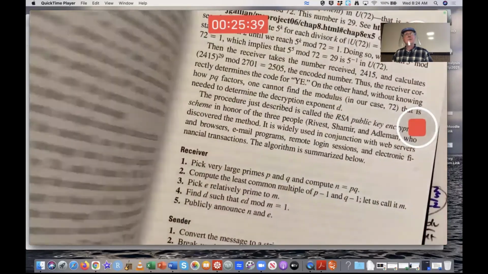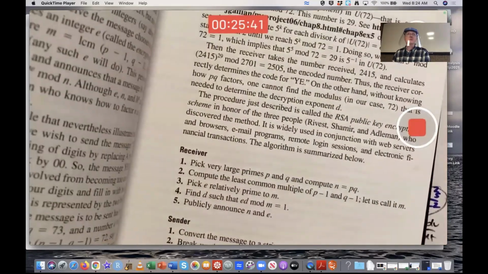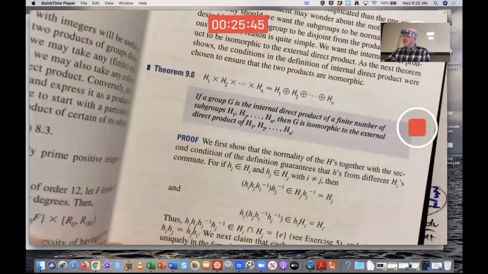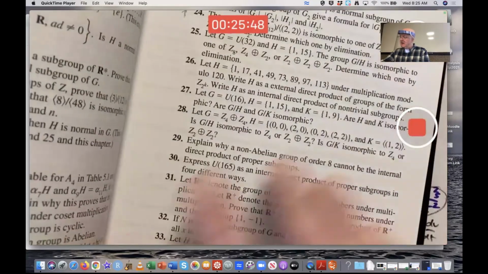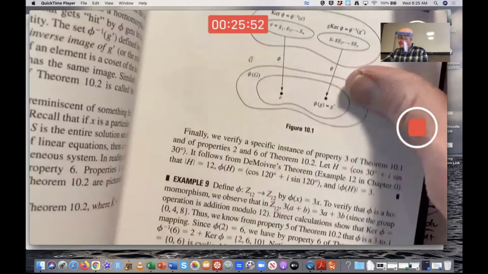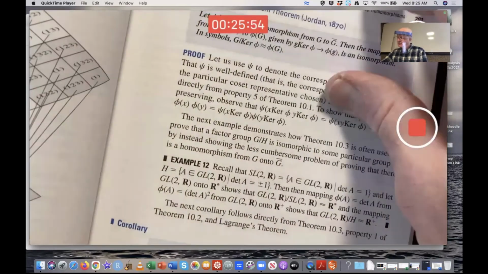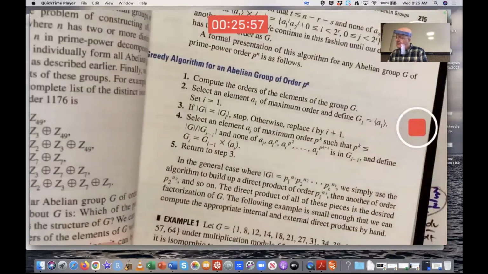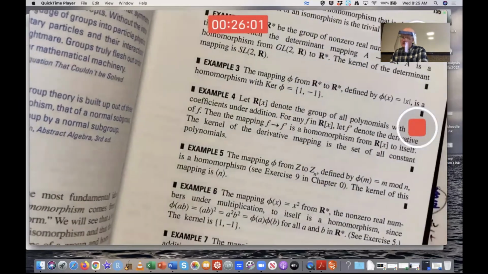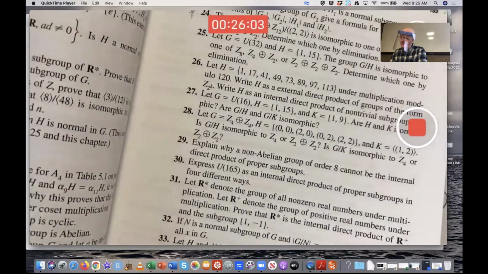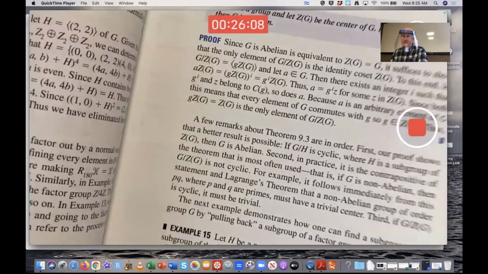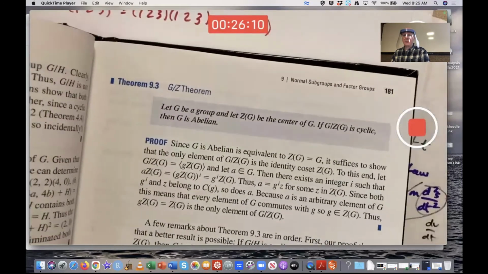One big reason the center of a group is important is because of something called the G/Z theorem. See if I remember where it is here. Maybe chapter 9 or 10, one of those two chapters. Yeah, it's one of either chapter 9 or 10. There's something called the G/Z theorem. I'm not finding it. Oh, there it is. It's on page 181.